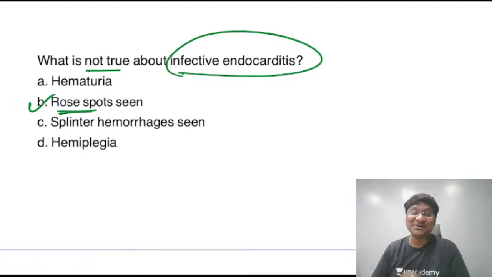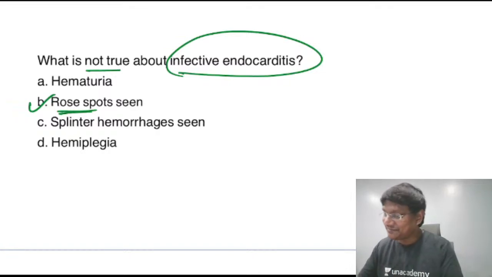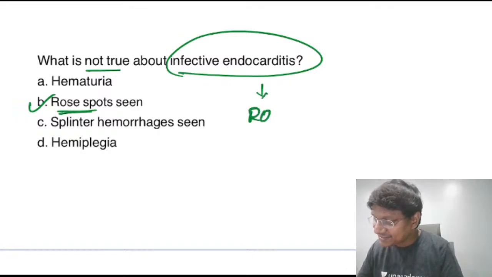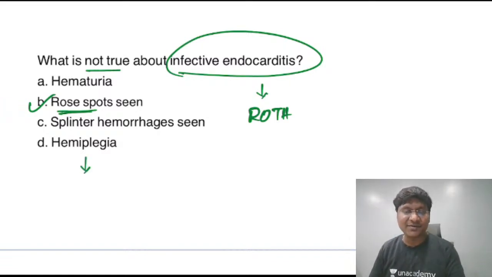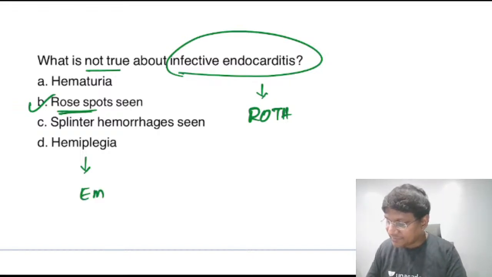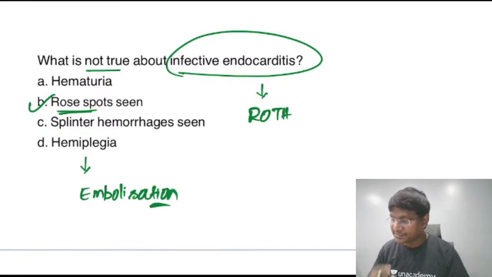So please remember, in infective endocarditis what you see is Roth spots, not the rose spots. Whereas hemiplegia, does it occur in infective endocarditis? Yes, it occurs in infective endocarditis. Why will it occur? That is because of the embolization.